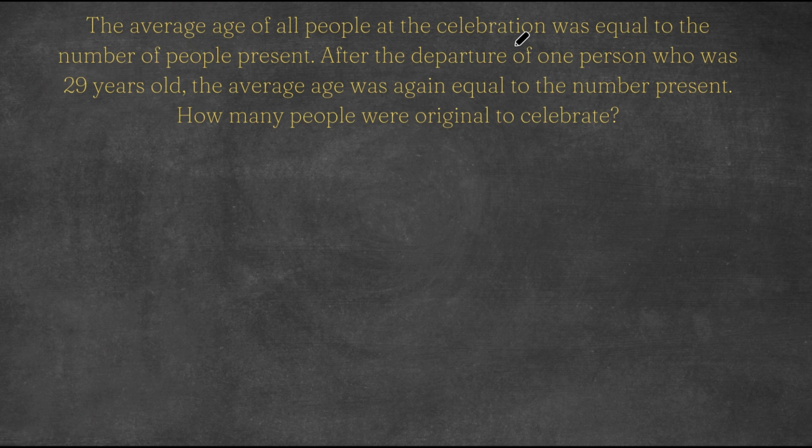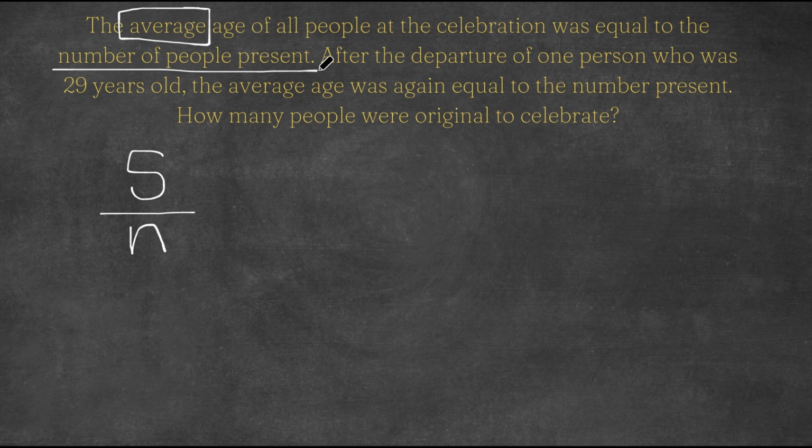Alright, so to solve this problem, let's pay attention to our first sentence first. So it states that the average age of all people at the celebration was equal to the number of people present. Well, remember, the formula for average is S, the sum, over N, the number of numbers. So the average age of all people would be the sum of all the ages, S, over the number of ages, which is N. So S is the sum of ages and N is the number of ages. And it says that that is equal to the number of people present.